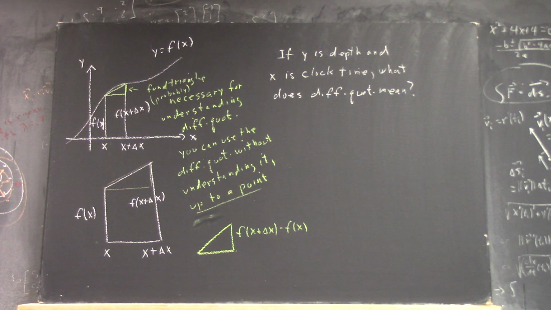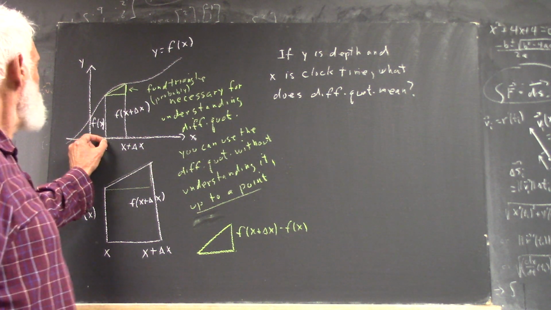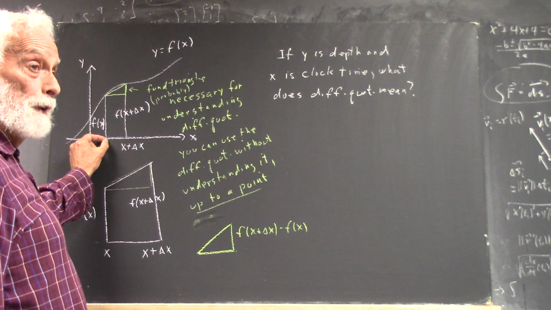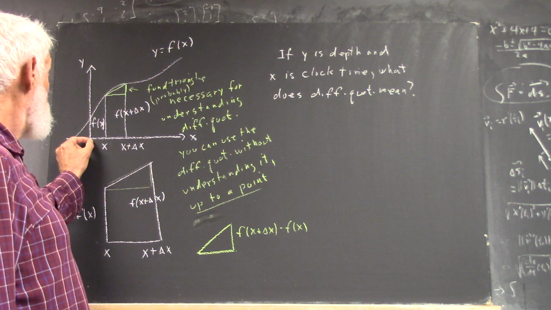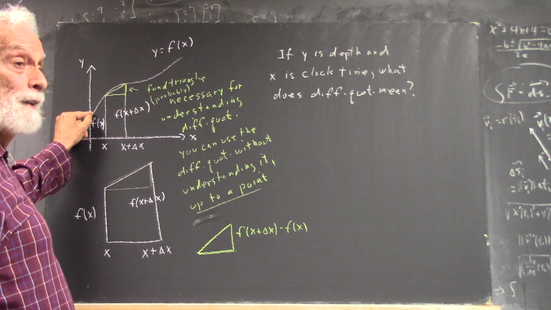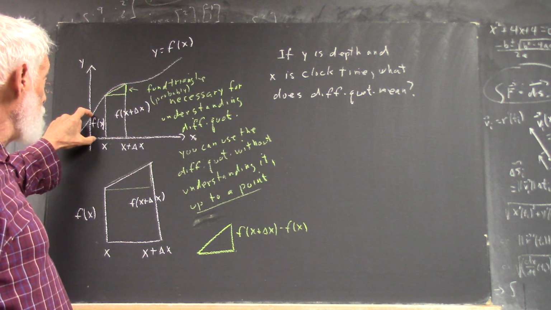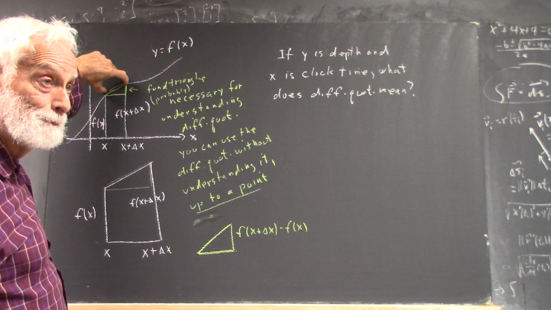Would that or would that not be equal to f of delta x? Not at all. What if delta x is very tiny? Where's f of delta x? Well, you go over here to coordinate delta x and you get this, and the value of the function here has nothing to do with the slope, right?